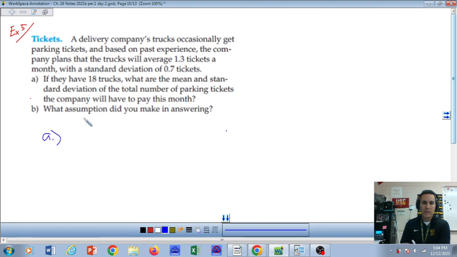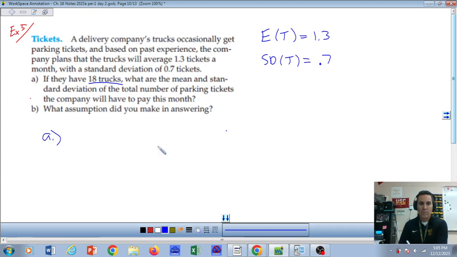Delivery companies' trucks occasionally get parking tickets. Based on past experience, the company plans that the trucks will average 1.3 tickets. So the expected number of tickets is going to be 1.3 a month with a standard deviation of 0.7 tickets. If they have 18 trucks, what are the mean and standard deviation of the total number of parking tickets?